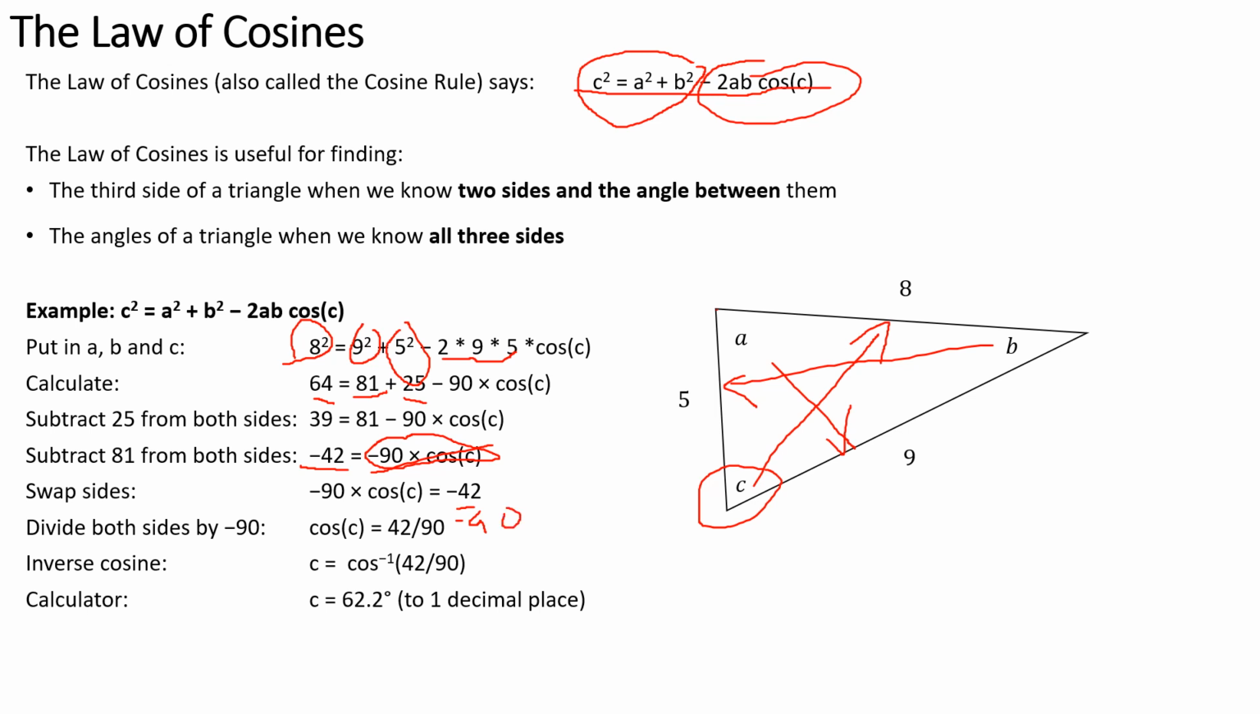And when I divide 42 over 90 and then do the inverse cosine, like we did before, I get 62.2 degrees. So this is 62.2 degrees right here. And truthfully, as I told the classes before, once I know one of these sides, it's much easier to do the law of sines after this, because now I know an angle and a side. I can just use the law of sines. But this is really useful if you only know all three sides.